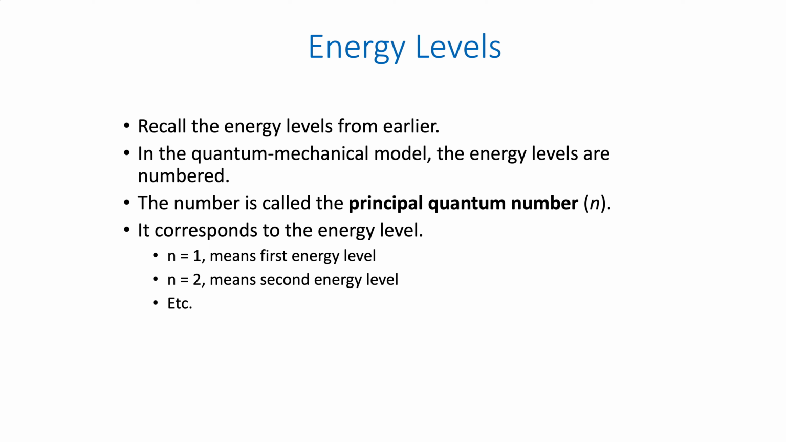And they're numbered just 1, 2, 3, 4, 5. And so if n equals 1, it's the first energy level. N equals 2, it's the second energy level. Again, if you need to review the previous slides, what we mean by energy levels, feel free to do so.